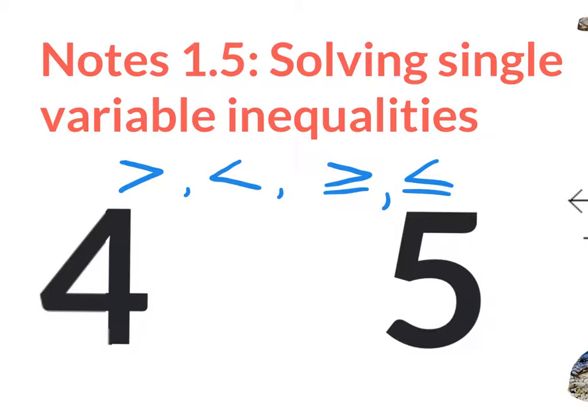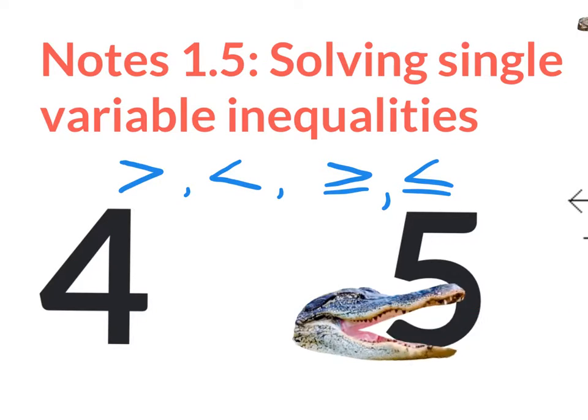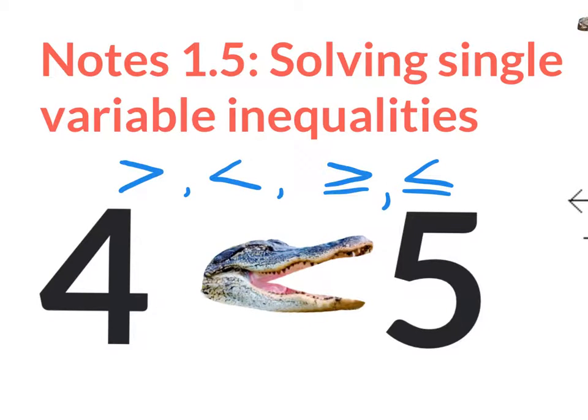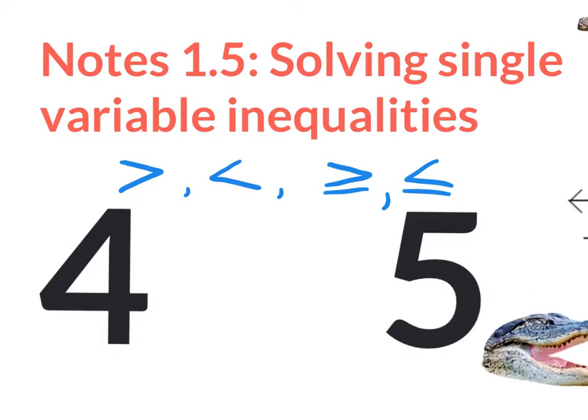Now, let's go back to the 4th grade here. Let's say you're totally confused. You don't know what symbol goes where. Just think of the crocodile, right? It's hungry. It wants to eat the bigger value. So if it's going to choose between the 4 and the 5, it's going to pick the 5 because 5 is bigger. Make sense? All right.